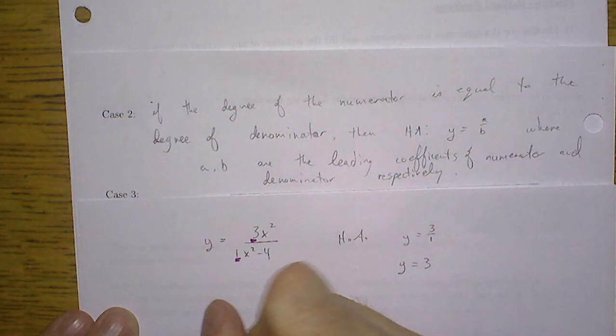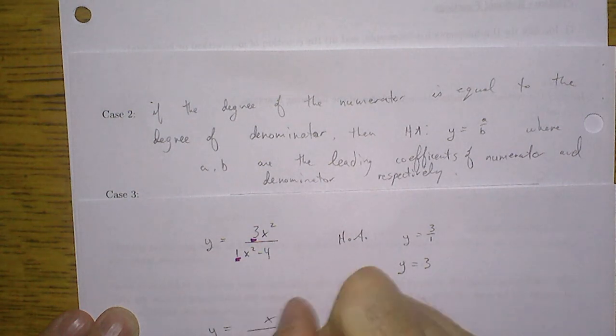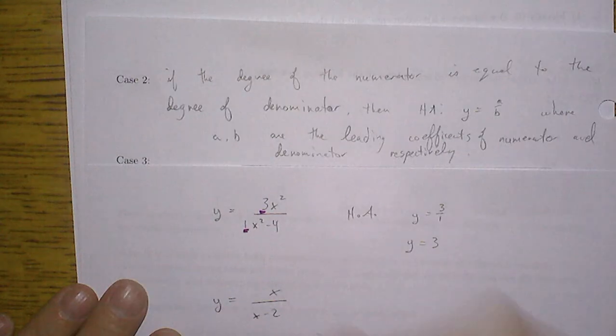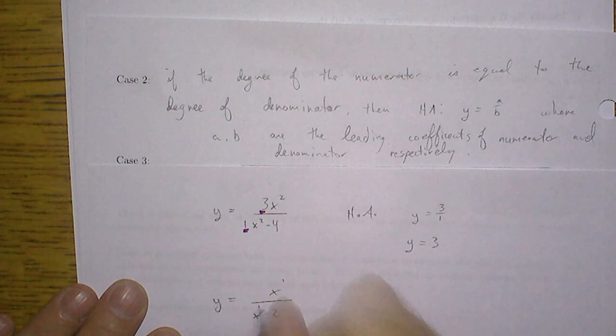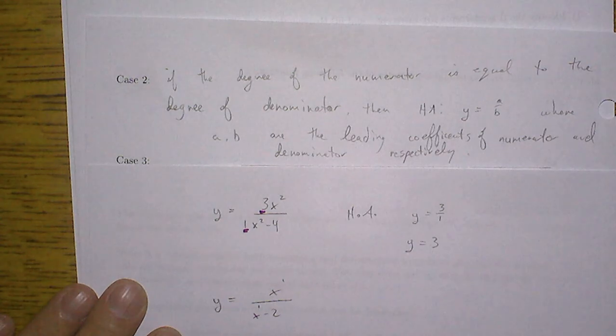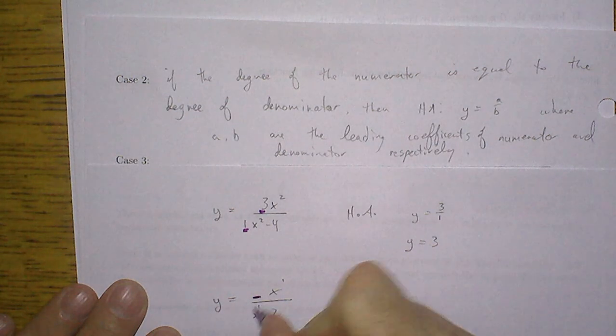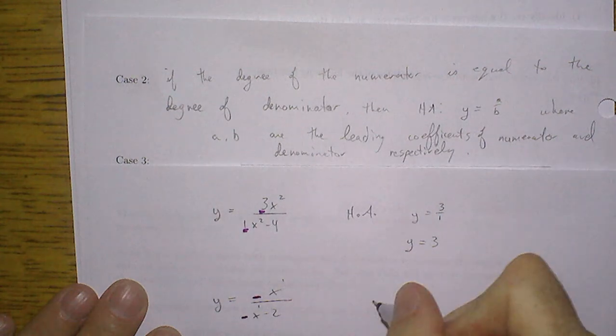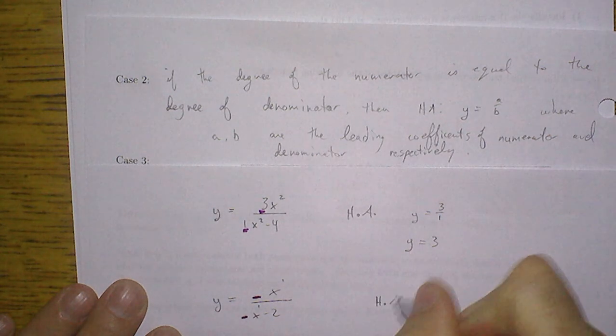Another example may be y is equal to x over x minus 2. What we notice is that the degree of the numerator on the top is 1, the degree of the denominator is 1, so we have equal degrees, so then we have to look to the leading coefficients. So now I'm just going to make two dashes, one right here and one right here, that correspond to our horizontal asymptote.